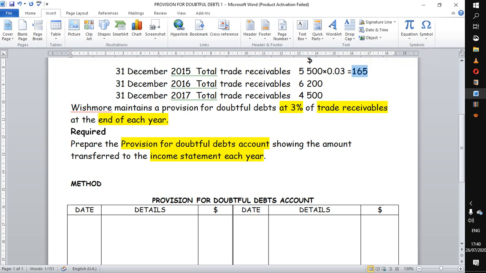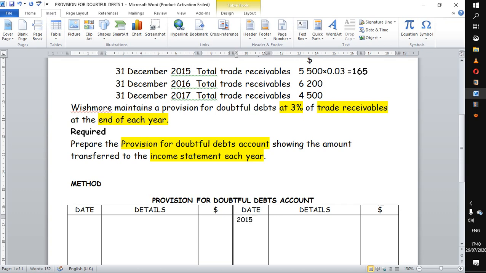Since we are creating it for the first time, this amount is an expense wholly for the year 2015, which means it is transferred to the income statement as an expense. So in order to achieve that, we credit the provision for doubtful debts account and then we debit the income statement.